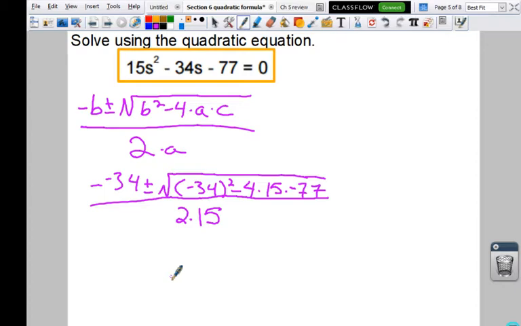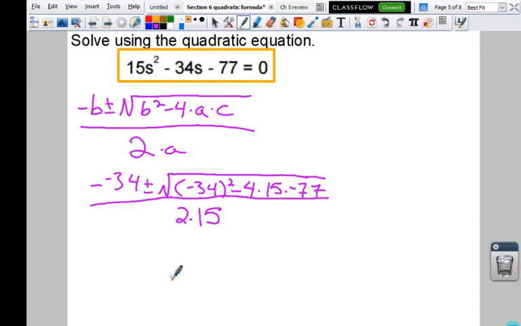So negative 34, and then what did you just get from the square root? 76. Yep, divided by 30, and the whole thing is divided by 2 times 4. What's that? I got the answer. It's 3.1 and negative 1.4. Do we have to put a comma since we're joining them? Sure. So I did 3.1 comma negative 1.4.